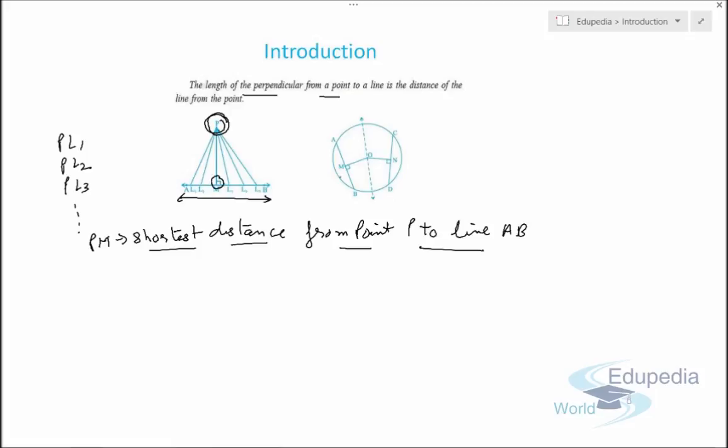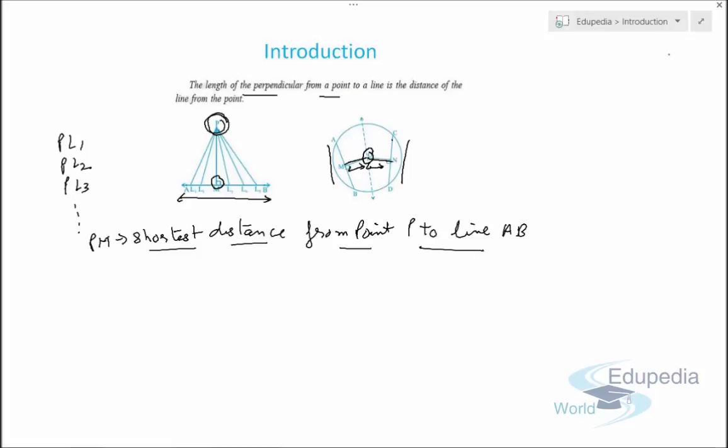Now the same concept applies in the circle. Let's say this is the center of a circle and these are two chords AB and CD. If we draw perpendicular lines OM and ON, these are the distances from the center of the circle O to the chords AB and CD. This is the only distance we have to take.